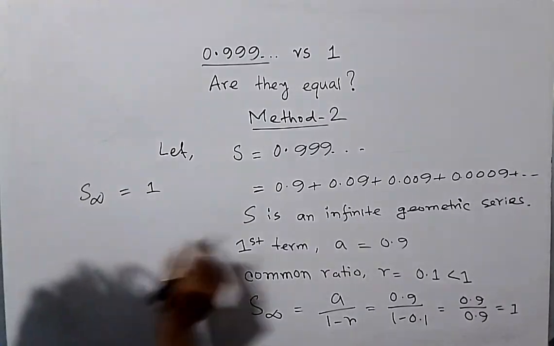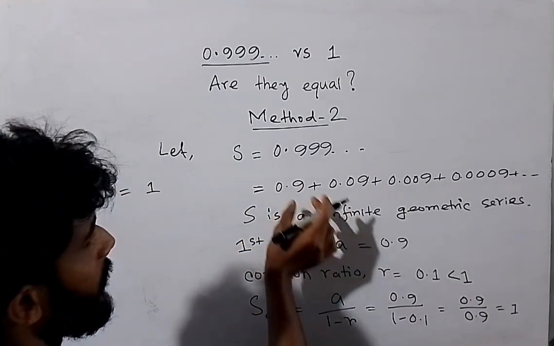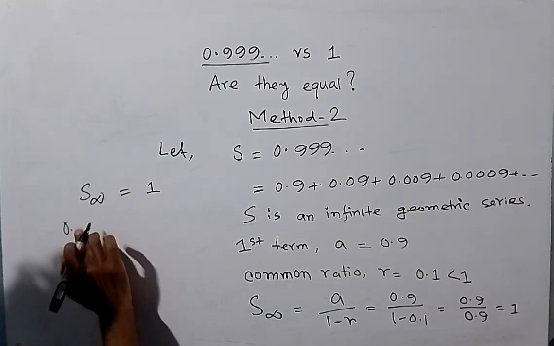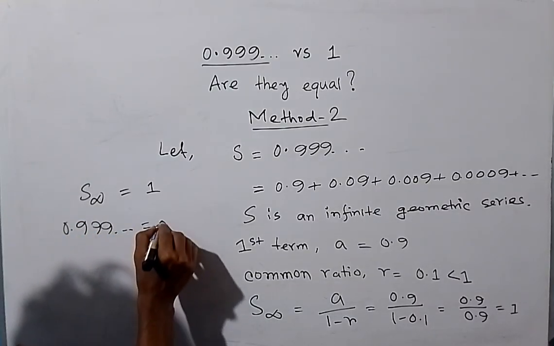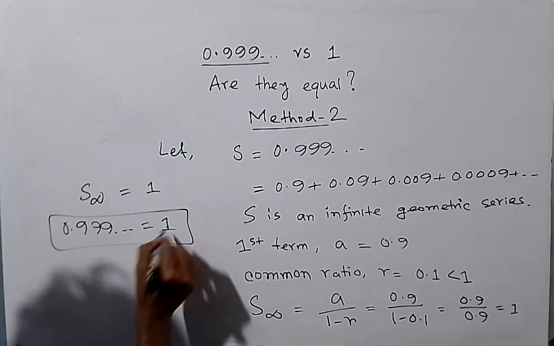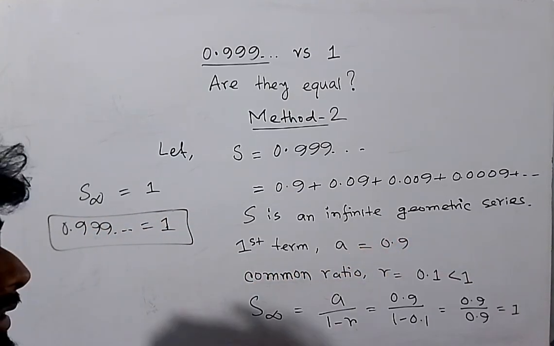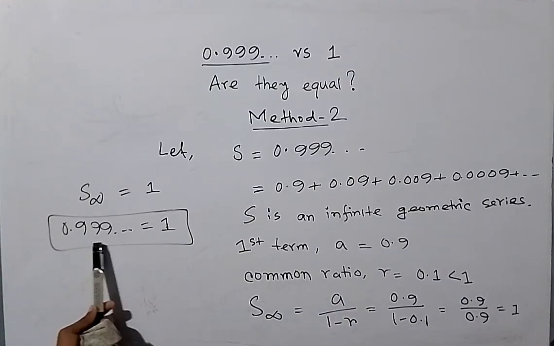So S infinite is just 0.999 and so on, that is equal to 1. So by the second method, using the geometric series, I have shown that 0.999 and so on is equal to 1.